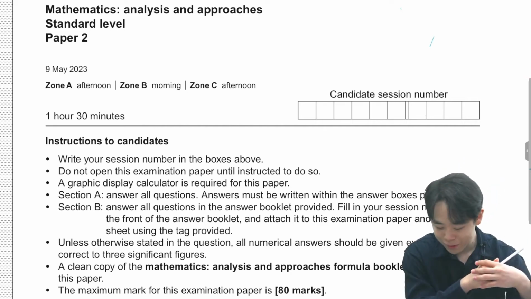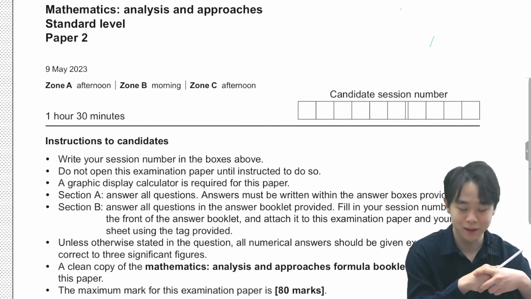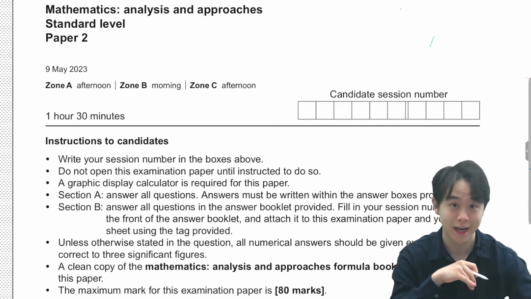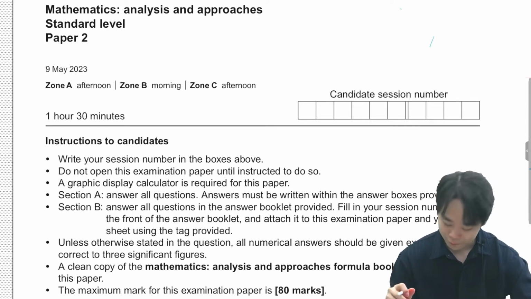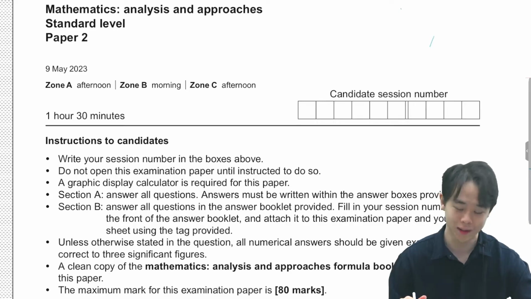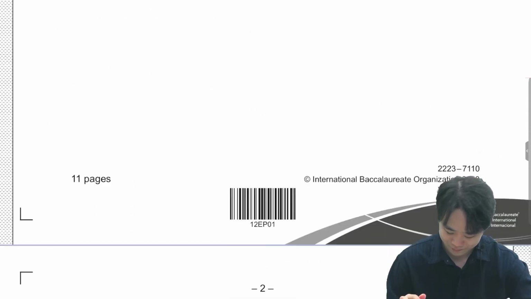So today we'll be doing 2023 May paper 2, Timezone 1. This is again a calculator paper, so have your TI calculator ready as well as your formula booklet, and we'll be going over this 90-minute paper, which is worth 80 marks. So let's start from section A.